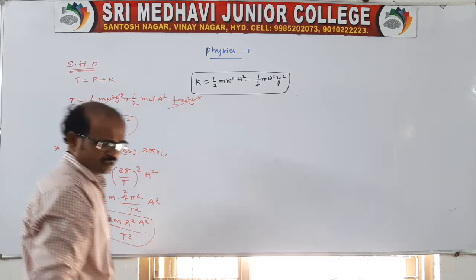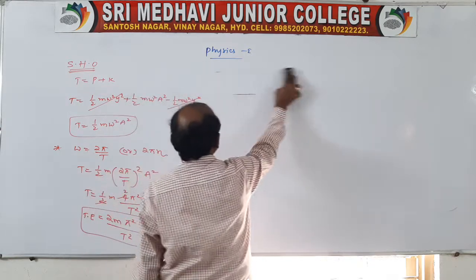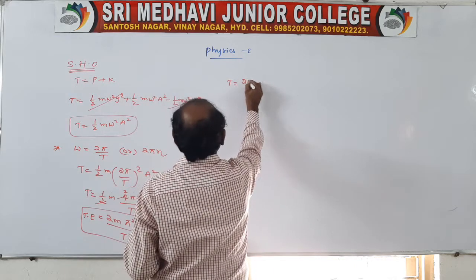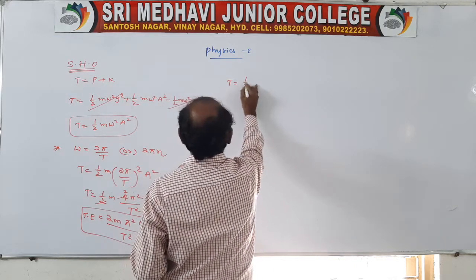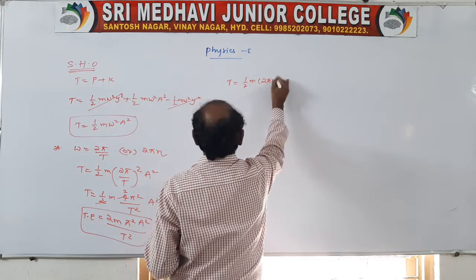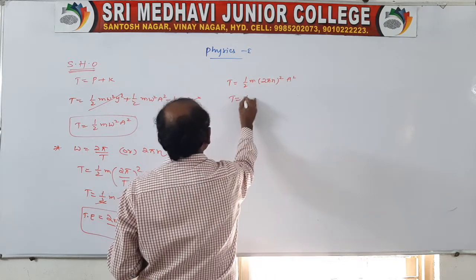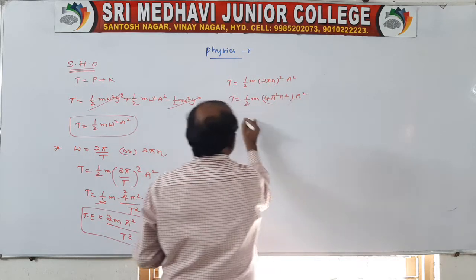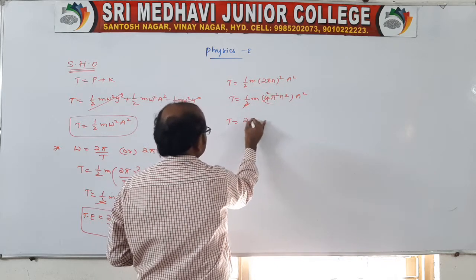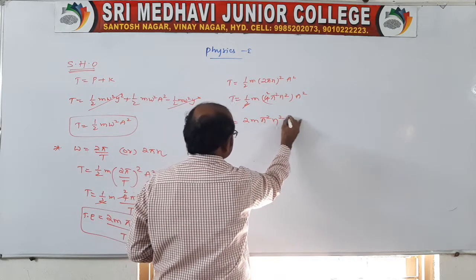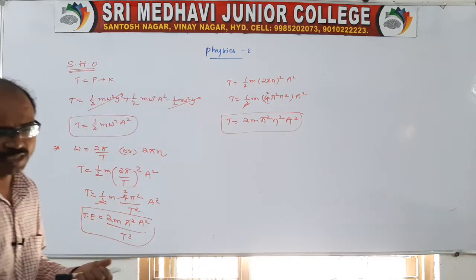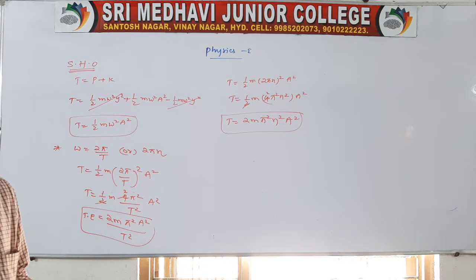Now in terms of frequency, you substitute and get it like this. The total energy will be 1 by 2 m, 2 pi n, whole square, a square. So it becomes 1 by 2 m, 4 pi square n square a square. Fine, so the 2 and 2 cancel, giving 2 m pi square n square a square. This is the total energy of the simple harmonic oscillator. We can take it like this.